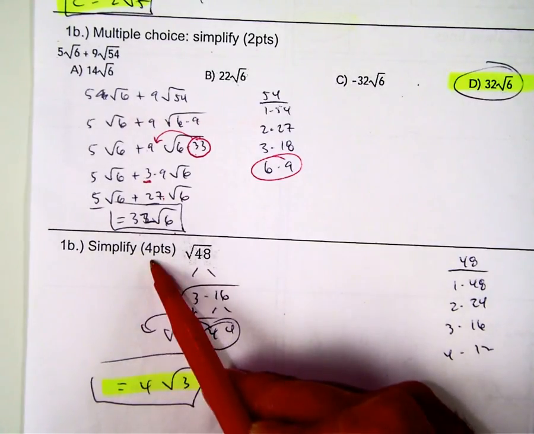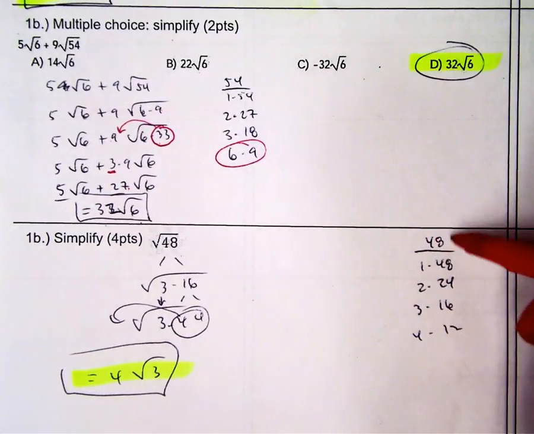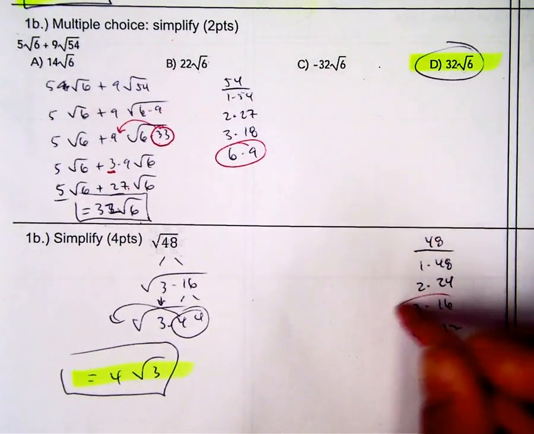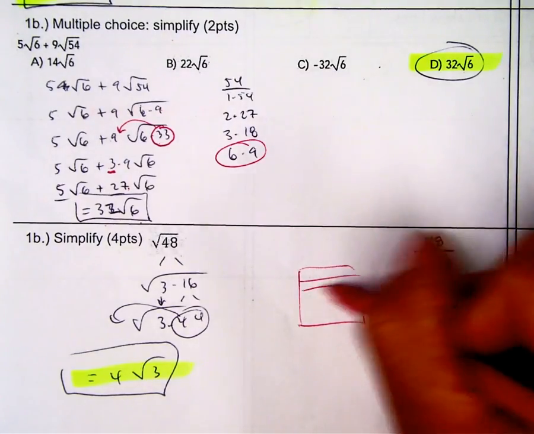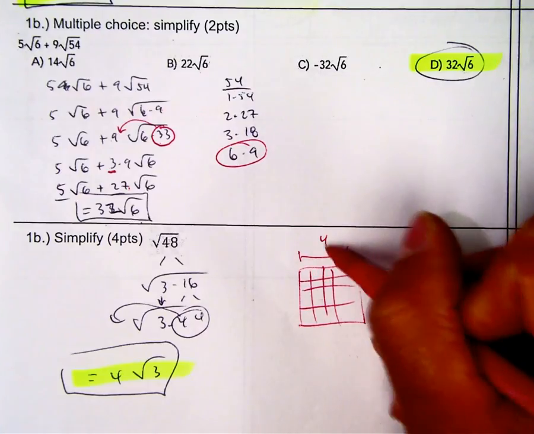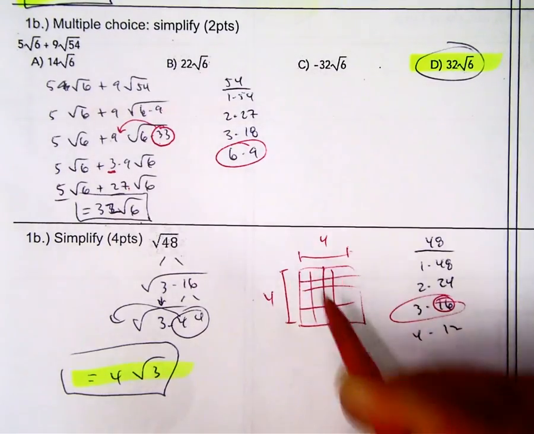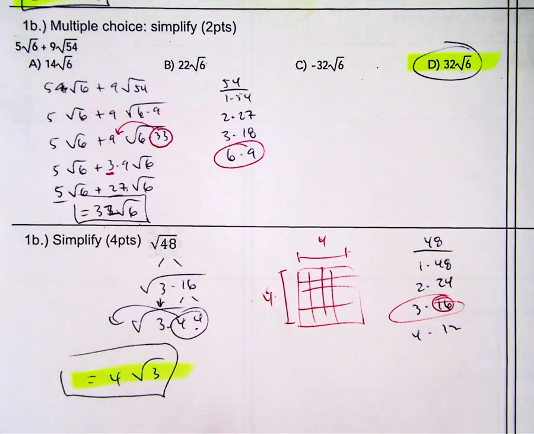That should be 1C there. Simplify. Out of 4 points, square root of 48. Remember, write out all your factors. You're looking for the perfect square. 16 is the largest perfect square because you can draw a square with literally 16 boxes, and you'll notice that this side is 4 and this side is 4. So identical numbers. They're a pair, they come out, your answer is 4 radical 3.